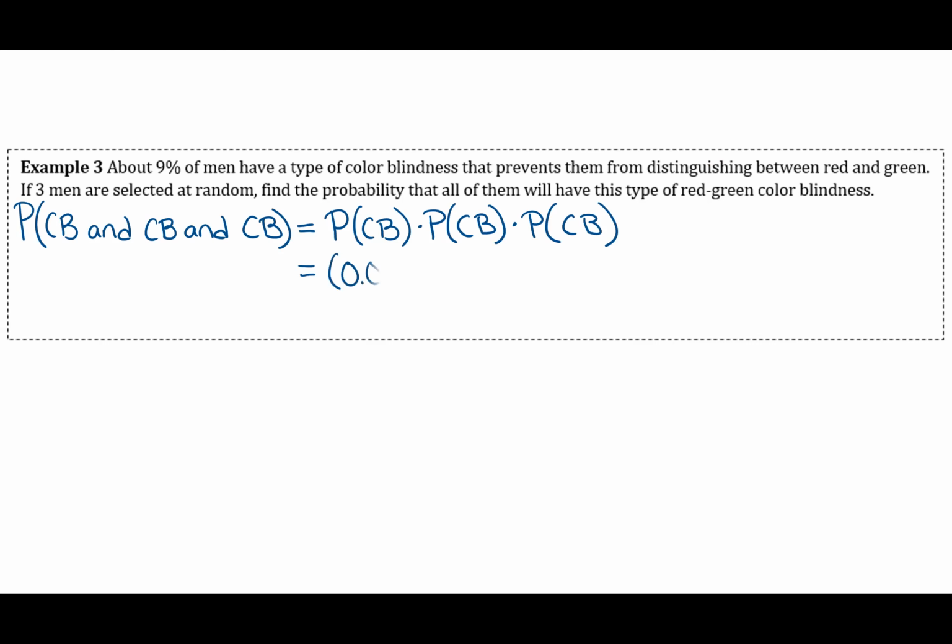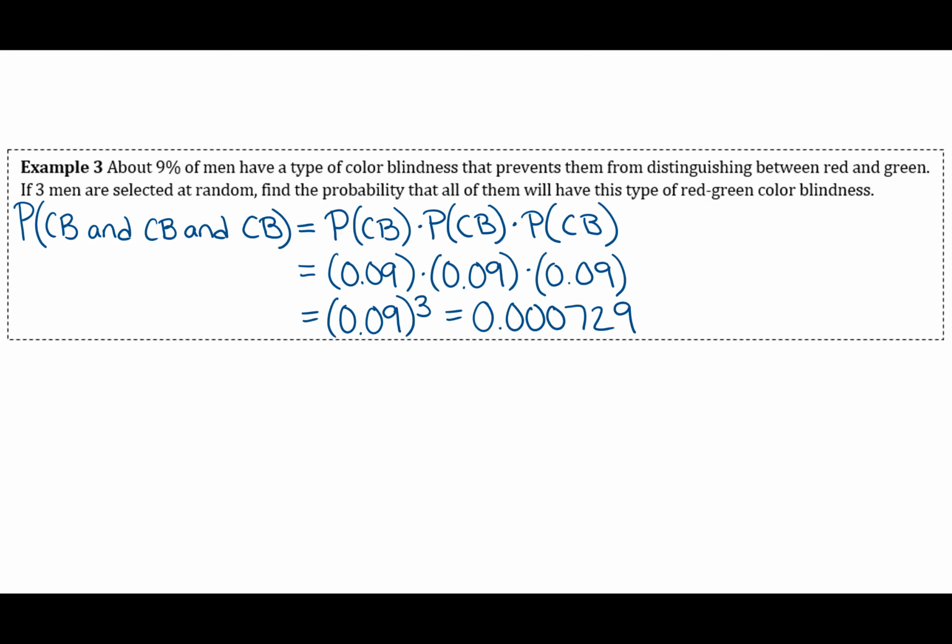So you're going to take 0.09 times 0.09 times 0.09, and you're going to get a very small number. What is that? 0.09 cubed is about 0.000729. If you had to round this to the third decimal place, I guess that would be 0.001, or 1%. 0.1%. 0.1%, yeah.